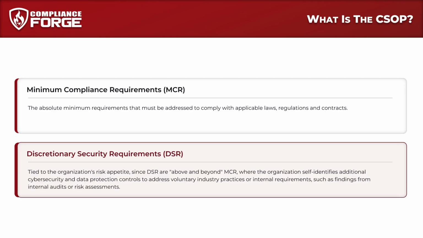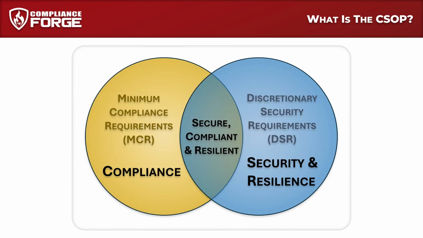The organization itself identifies additional cybersecurity and data protection controls to address voluntary industry practices or internal requirements, such as findings from internal audits or risk assessments. As a visual, compliant and secure are overlapping, but different objectives. Smaller businesses have to start somewhere, and the SCF core fundamentals makes for an achievable objective in cybersecurity.